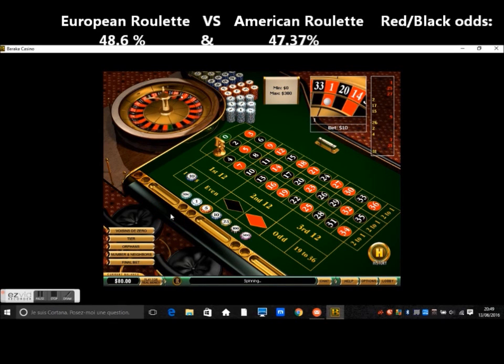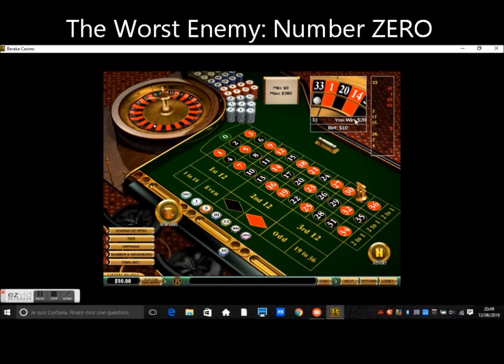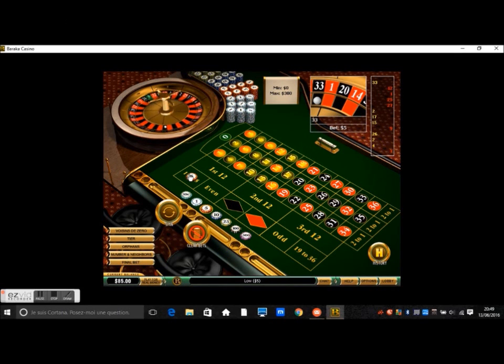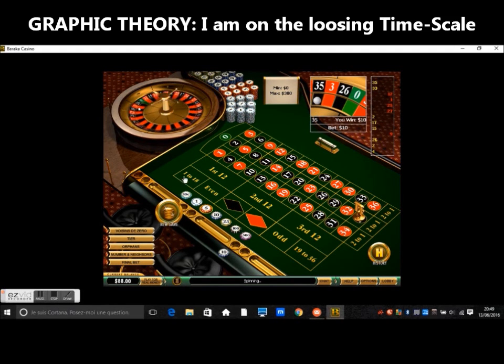Changing then the odds, as for example for the red-black, from 48.6% to 47.37%. When playing such a strategy, the number zero is like the worst enemy, as it takes your bets every time it gets hit by the spinning ball. So playing on American roulette with a zero and double zero is like having one more enemy in the roulette wheel. Right now my cash balance has dropped from $100 to $85.